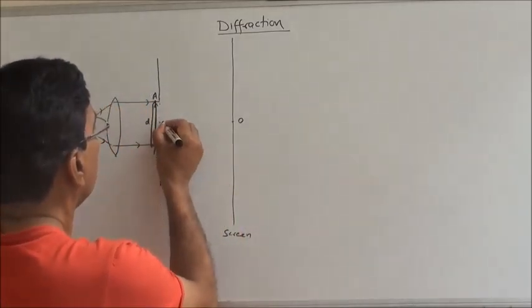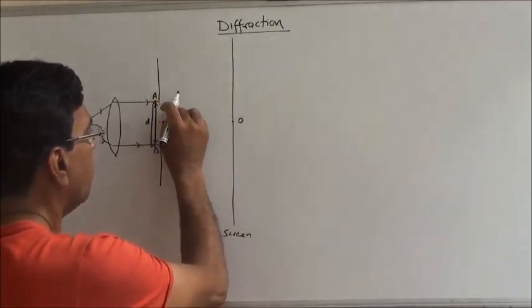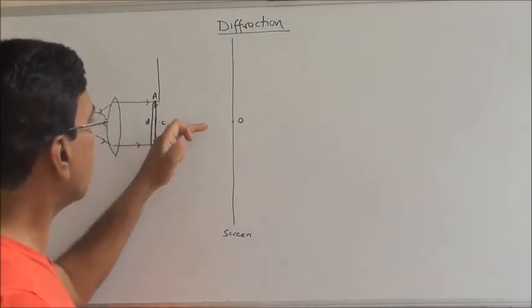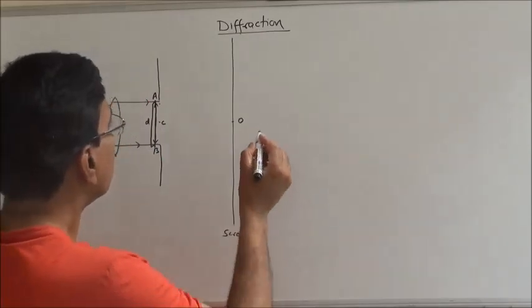If I divide it into two parts, say AC, CB, every secondary wavelet in the upper half has a corresponding wavelet in the lower half with zero path difference. So at O we will have maxima.